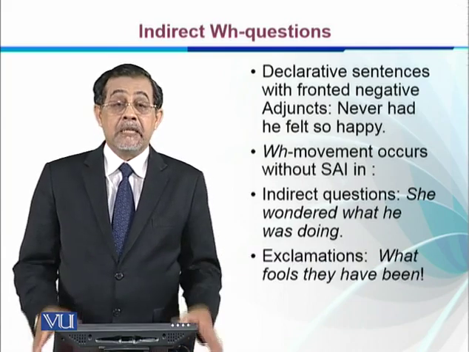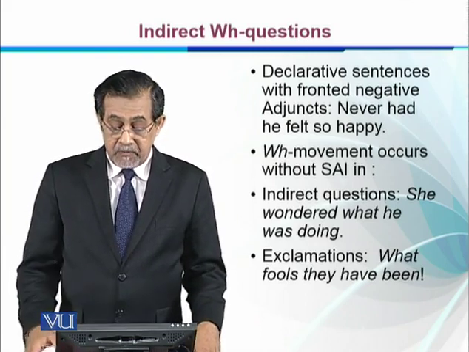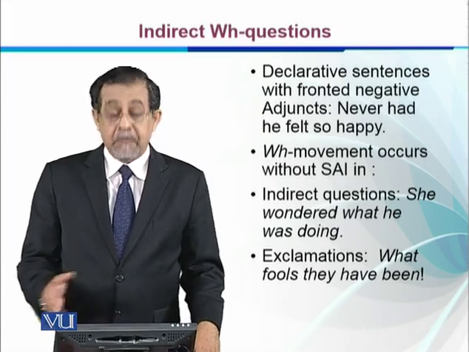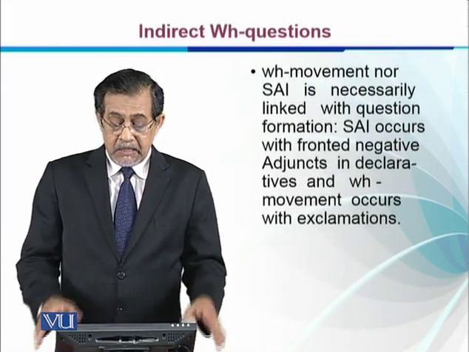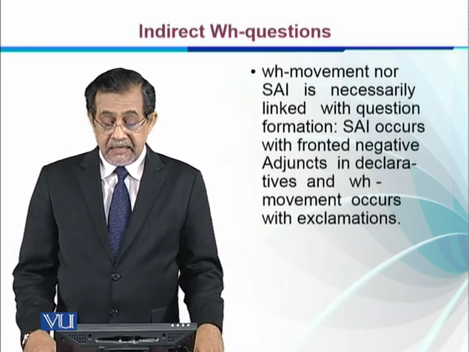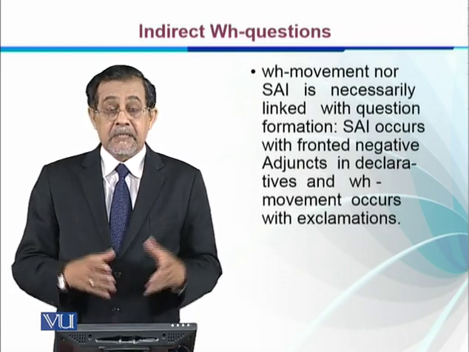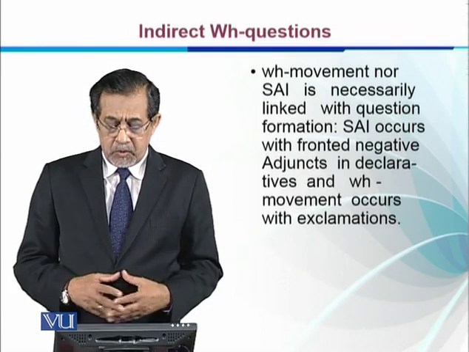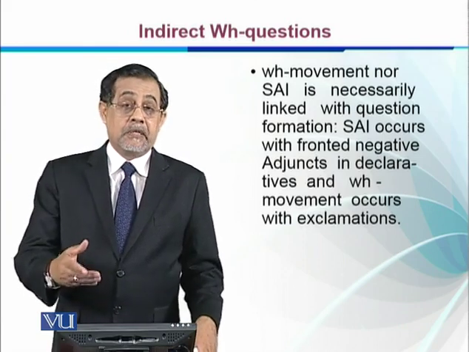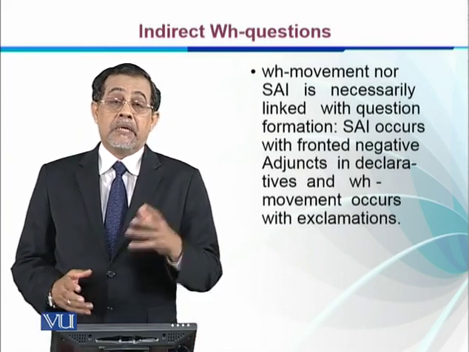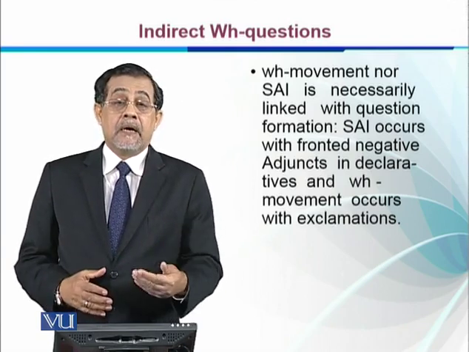In exclamations, for example, what fools they have been, right? So here we don't have "what have they been" or the like. We don't have SAI in exclamatory what. Neither WH movement nor SAI is necessarily linked with question formation. SAI occurs with fronted negative adjuncts in declarative sentences, such as never, no sooner, etc. WH movement occurs with exclamations, as we have just seen. So when you are making an indirect WH question, make sure that it does not take an auxiliary before the subject.